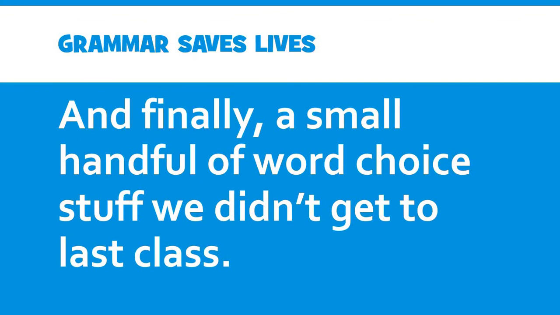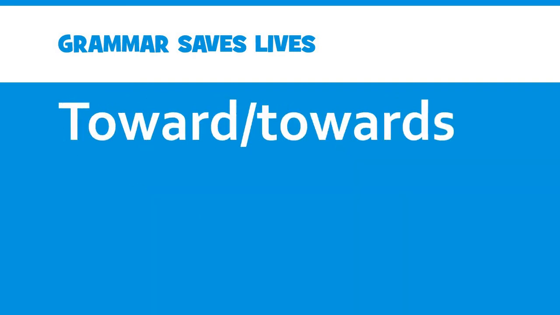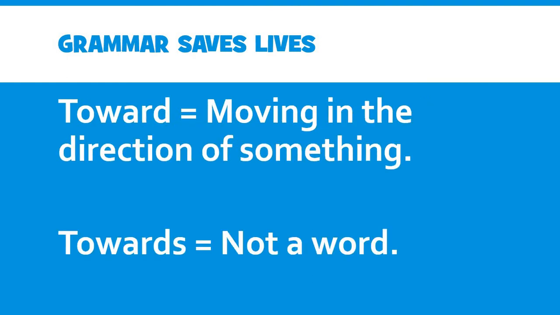And finally, a very small handful of word choice stuff that we didn't get to in the last class, but is still super important for us to talk about. So stuff like toward and towards. These are a word choice issue. Well, this one's relatively easy because toward is a word. It means moving in the direction of something. The word towards with an S is not a word, so never ever use it, ever.